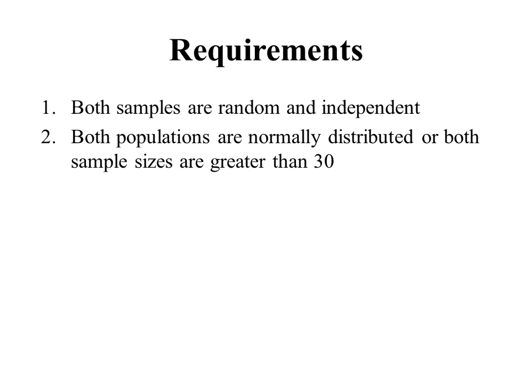Now the requirements for either one of these types of intervals are, number one, both samples are random and independent. Again, independent here means that what happens to one sample has no effect on any other. And number two, both populations are normally distributed, or both sample sizes are greater than 30. This requirement we've seen come up with the central limit theorem, and it is here because the central limit theorem forms the foundation for this type of interval.